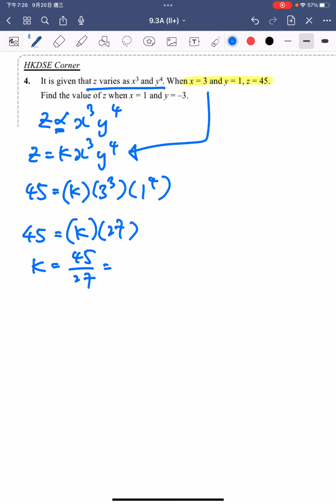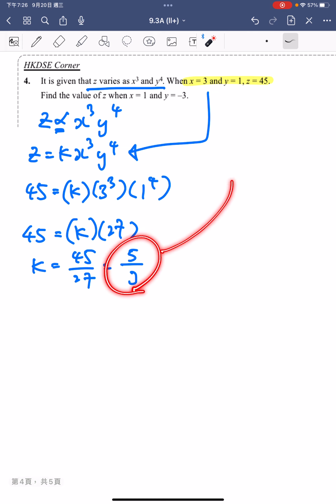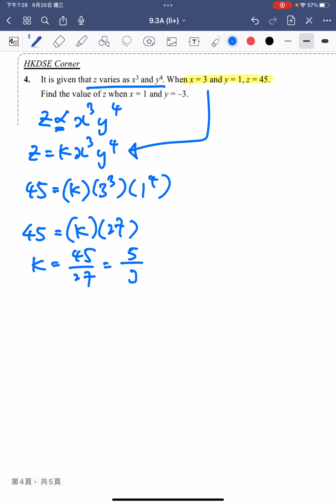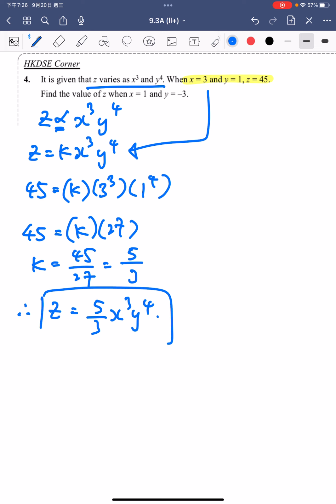And the common factor is 9. Then we have 45 divided by 9 to get 5, and 27 divided by 9 to get 3. So the variation constant is 5/3. Then now we need to put this variation constant back into our original formula, so that we have z is equal to k, which is 5/3, x cubed y to the power of 4. So that's the formula connecting x, y, and z.